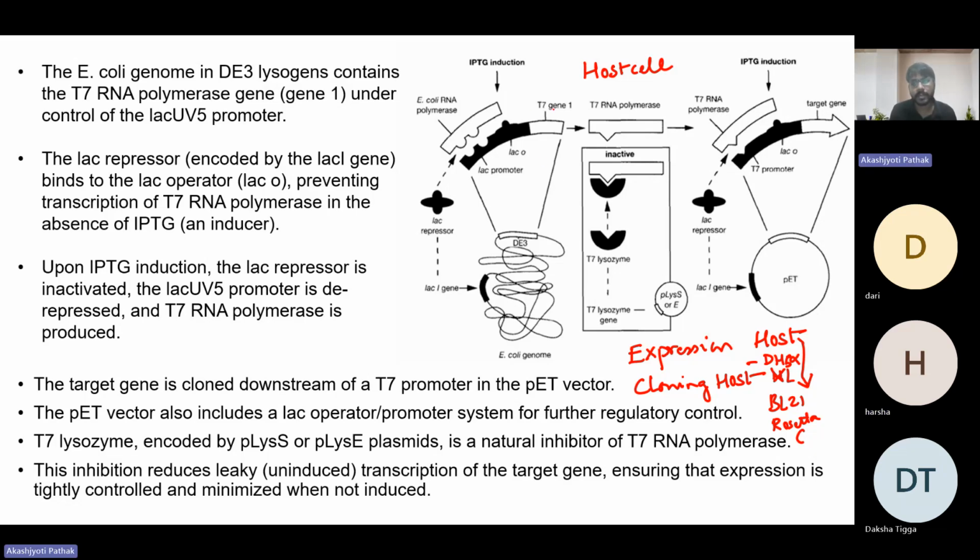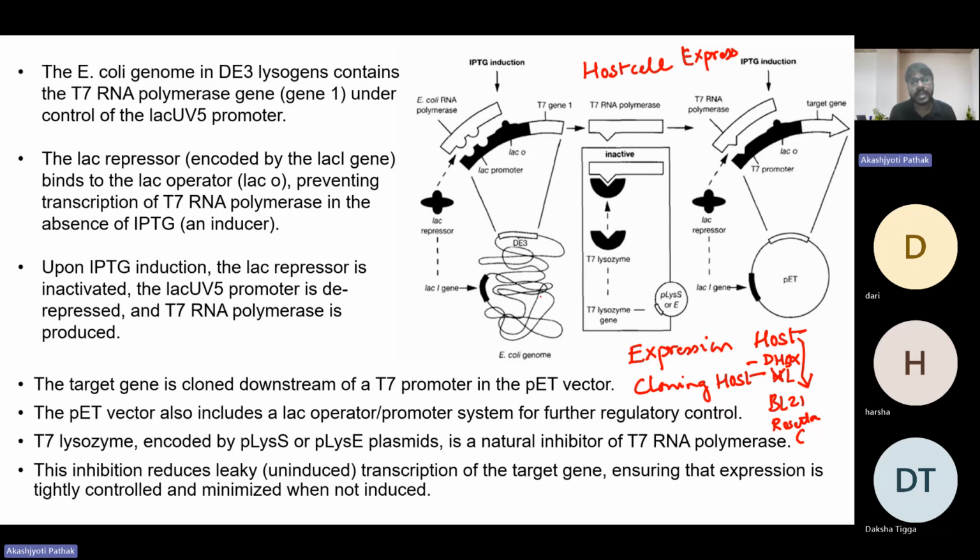So look at this figure. If you want to express your gene of interest, it means you want to produce the protein from your gene. So what is done is your cloned plasmid is transformed into an expression host. There are different types of expression hosts available in the laboratory, called the BL21(DE3) strain of E. coli and the Rosetta strain of E. coli. When you are working in the lab, you will get accustomed to all these different host cells. Why are these host cells able to express your gene of interest? Let's understand that.